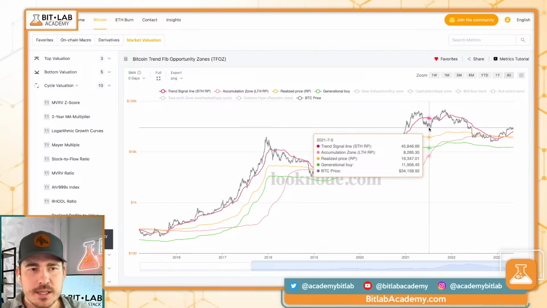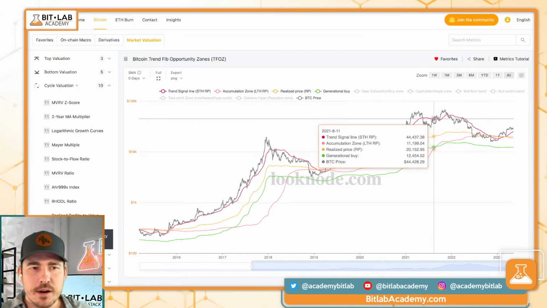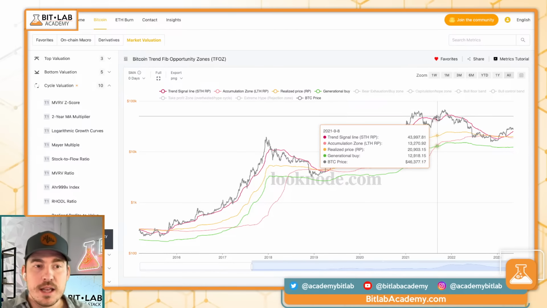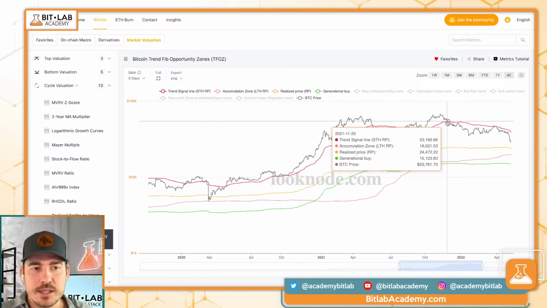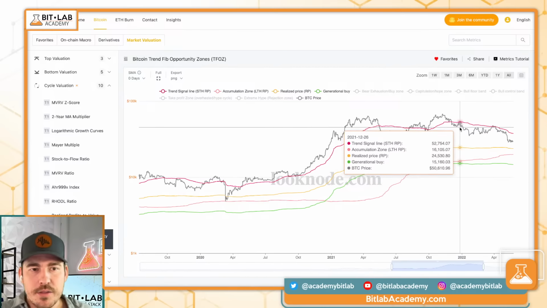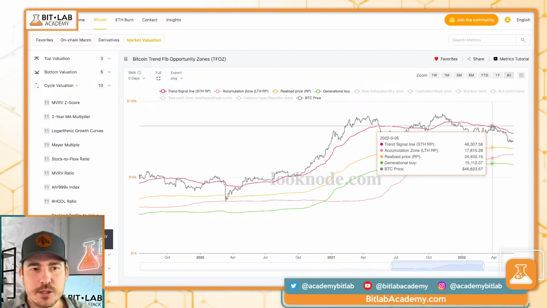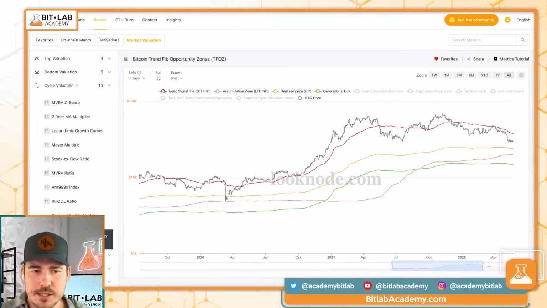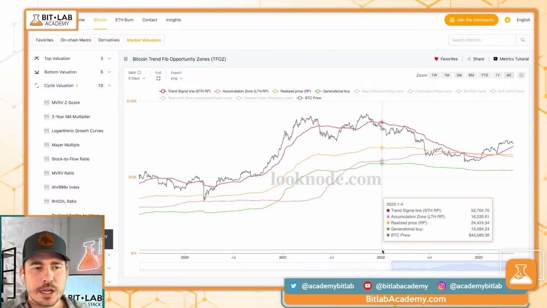If you miss this, you could have gotten out here. Maybe you would have missed this, but you would have saved yourself the trouble of all of this. When this came back out, you can see right here, this did come back up and test this almost immediately. You could have gotten out just on this retest at $47,000. You don't have to get the exact top and the exact bottom. If you don't have the time to sit there and stare at the charts, that's okay. But we can utilize these things.